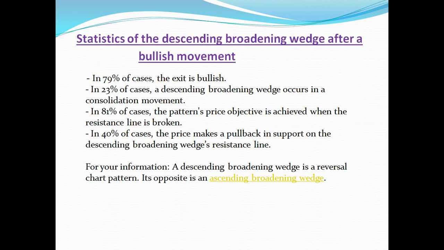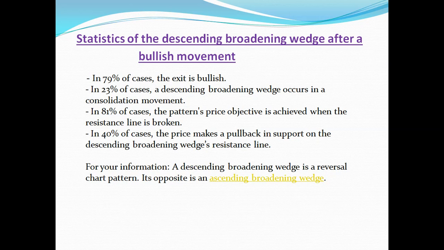Statistics of the descending broadening wedge after bullish movement: in 79% of cases the exit is bullish. In 23% of cases the descending broadening wedge occurs in a consolidated movement. In 81% of cases the price objective is achieved when the resistance line is broken. In 40% of cases the price makes a pullback to the support on the descending broadening wedge resistance line.